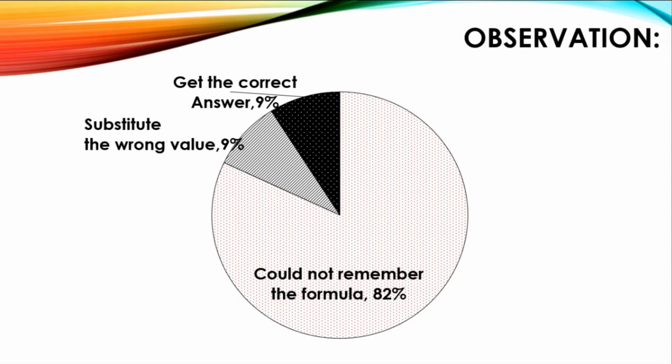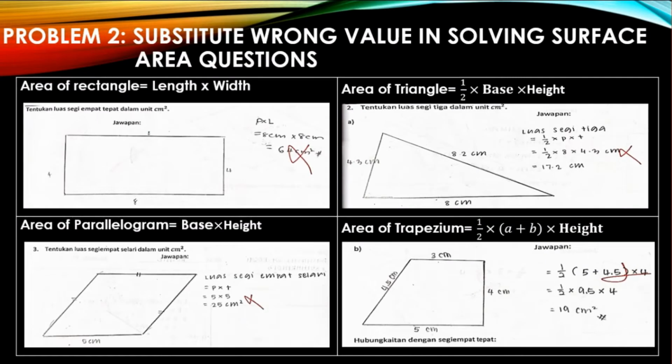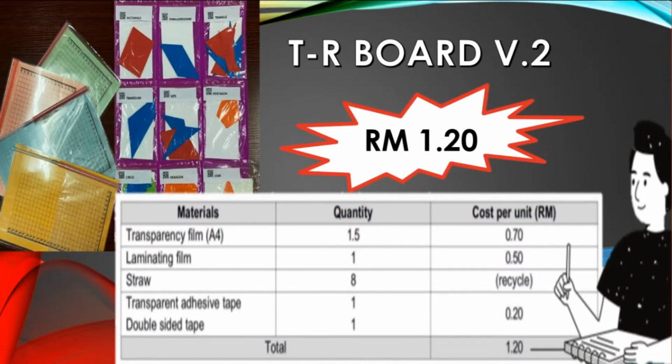Below are some examples of problems that students encounter. Problem 1. Students could not remember the formula. They just simply apply any formula that they can remember in problem solving. Problem 2. Students substitute the wrong value in solving surface area questions. Thus, the innovation of TR Board version 2 was done to solve the problems mentioned above.